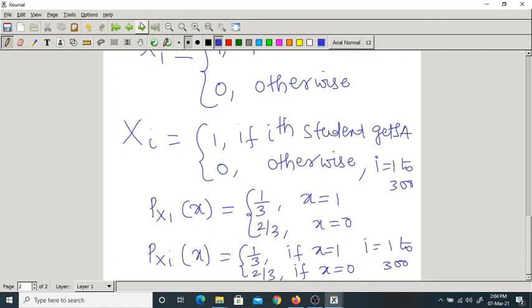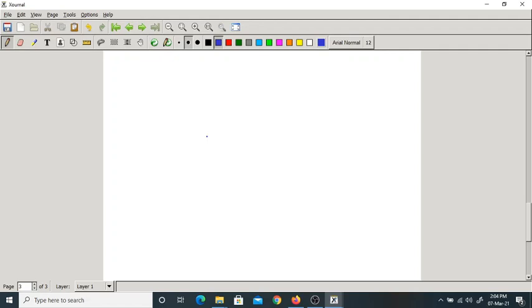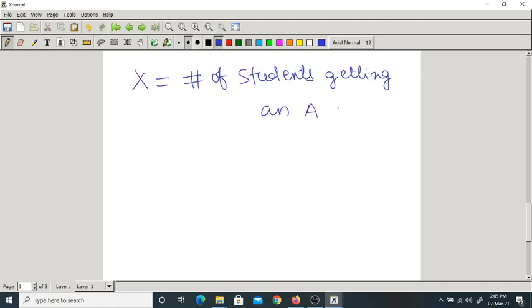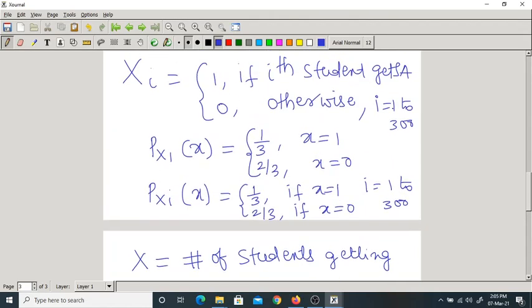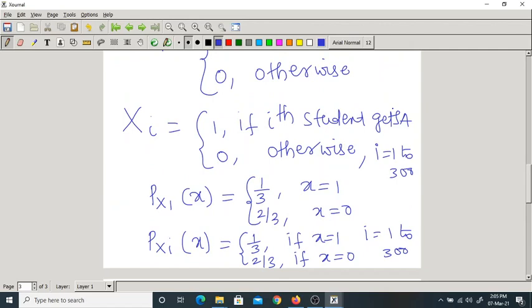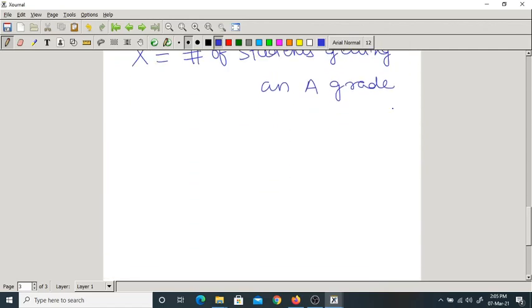Now, in the question they have mentioned random variable x. What is that equal to? The number of students getting an A grade. Simply they are asking how many students are getting an A grade. Till now we have defined random variables x1, x2, up to x300. They are Bernoulli random variables. But what about x?